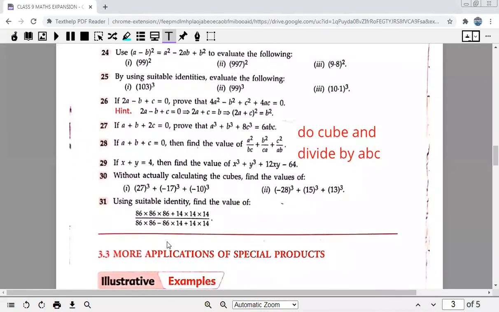How will you do question number 31? Who can tell? Question number 31 is 86 into 86 into 86 plus 14 into 14 into 14. In question number 31, we will use a cube plus b cube is equal to a plus b, in another bracket a square minus ab plus b square.